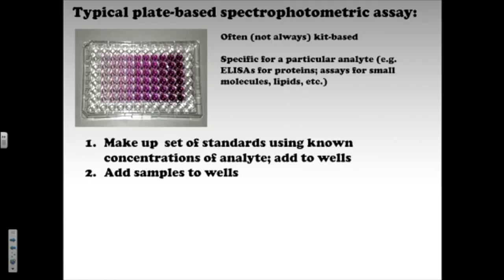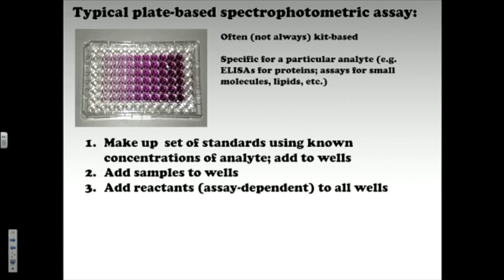And usually you want to do it either in duplicate or triplicate, just because sometimes you'll have a weird reading, and you want to make sure you're getting reliable results. So triplicate is great. A lot of times you end up doing it in duplicate because you don't want to waste sample. Or whatever reactants are involved in the assay you're doing that will generate color when they encounter whatever it is you're trying to measure. So you put those into all the wells, into the samples and the standards.